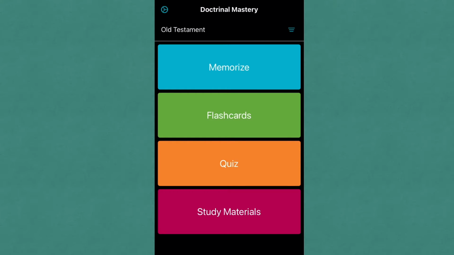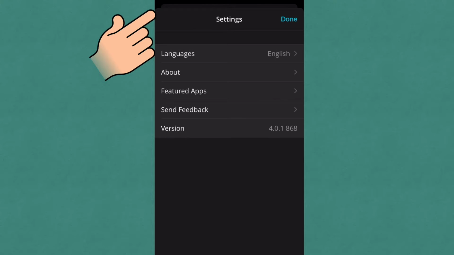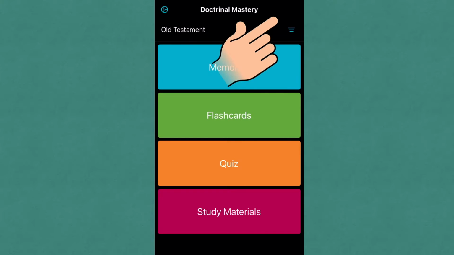Right away, you'll see a gear icon at the top, and if you tap that, you'll find any settings and information about the app. Tap Done in the upper right-hand corner to go back to the homepage. Notice that by default, the app is set to the Old Testament.